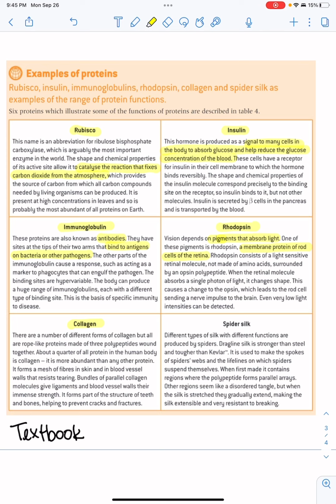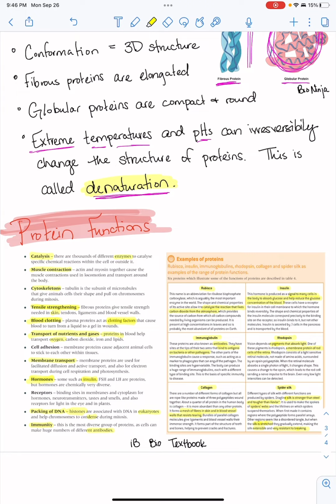Collagen is specifically in animals and humans. It's a mesh of fibers in the skin and blood vessel walls that resist tearing. It gives ligaments and blood vessels their strength. And then we have spider silk, which is the silk that spiders produce to create their webs, and it is extremely strong. Some types of silk are stronger than steel and tougher than Kevlar. The silk is very stretchy, extendable, and very resistant to breaking. Okay, so you need to know all those 6 different types of proteins. All right.